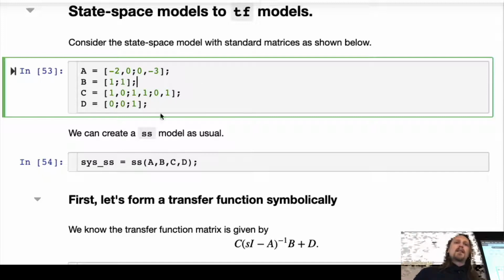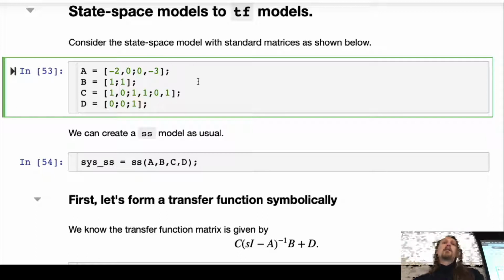So A, B, C, and D. How many state variables do we have? Two. It's a 2 by 2 A matrix, so it's got to multiply the state vector x. So it's a 2 by 2 A matrix, second order system, 2 state variables.